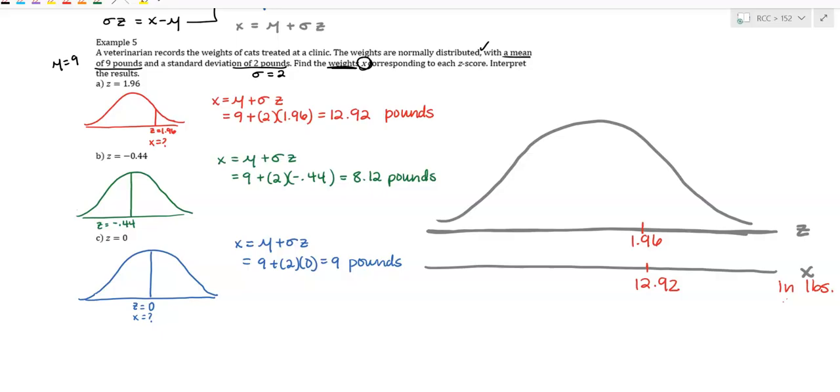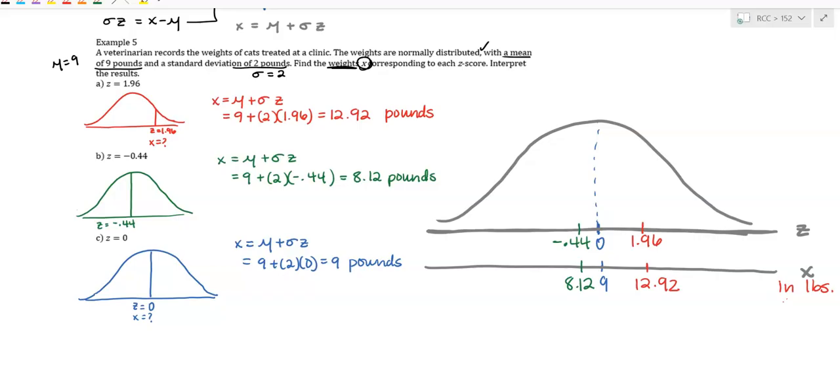What we saw in green is that when z was negative, that actually might be a little bit too far to the left, but what we saw in the second part was that when z was negative 0.44, the weight in pounds was 8.12 pounds. And then what we saw at the end is that when we were right smack dab in the middle and z was 0, the weight was 9 pounds.